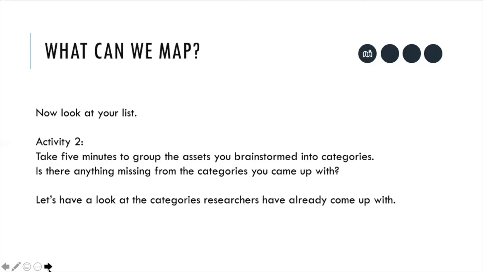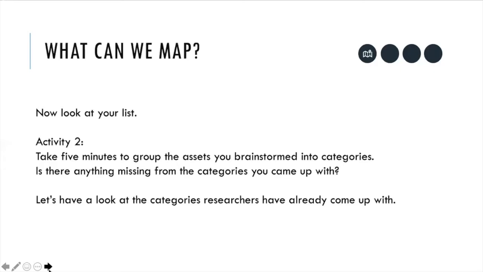Pause the video again in a second and try to group the assets you brainstormed into different categories. Once again, I'll be here when you get back, so pause the video now and group your assets into different categories. You can choose the titles for the different categories. For example, you could say the outdoors if you chose to. Pause the video now.